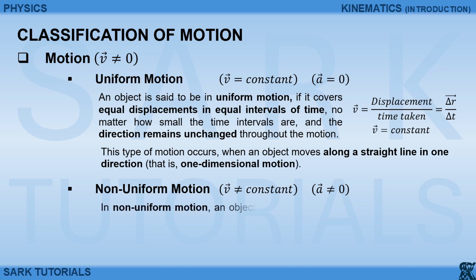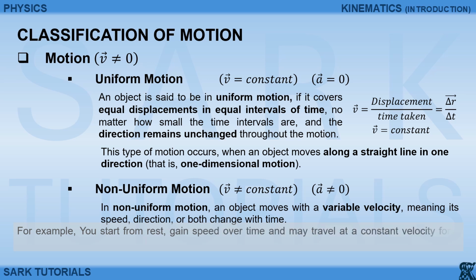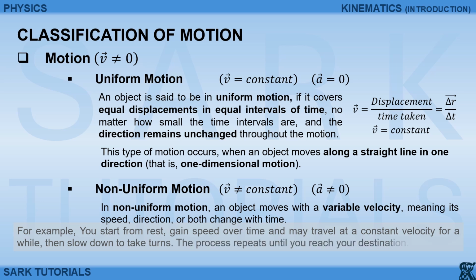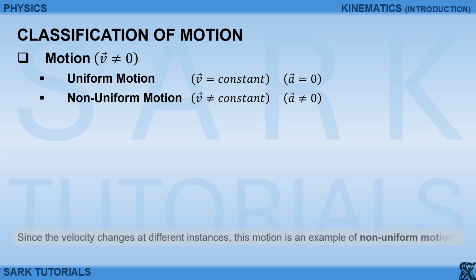In non-uniform motion, an object moves with a variable velocity, meaning its speed, direction, or both change with time. For example, consider traveling in a car. You start from rest, gain speed over time, and may travel at a constant velocity for a while, then slow down to take turns. The process repeats until you reach your destination. Since the velocity changes at different instances, this motion is an example of non-uniform motion.